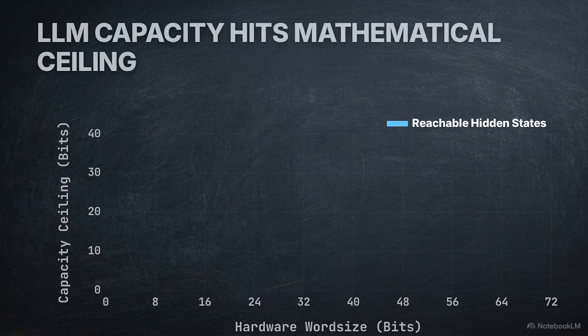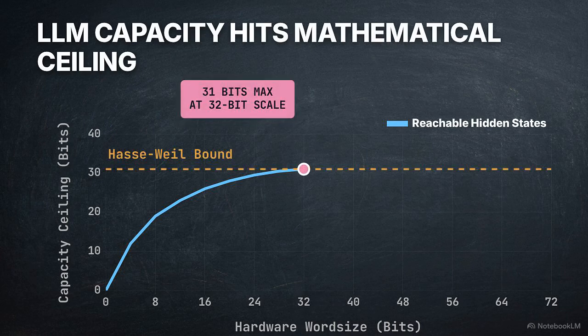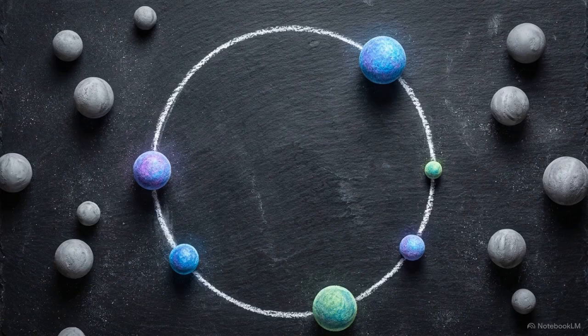The Hasse-Weil equation dictates the mathematical limits of this algebraic engine. This formula calculates the maximum number of distinct hidden states reachable per layer. At standard prime word sizes, this ceiling hits at 31 bits per coordinate, matching the empirical capacity ceilings seen in LLM weights. Any state outside this specific orbit is unreachable from any input. The Hasse-Weil bound represents the literal Shannon limit for the model.